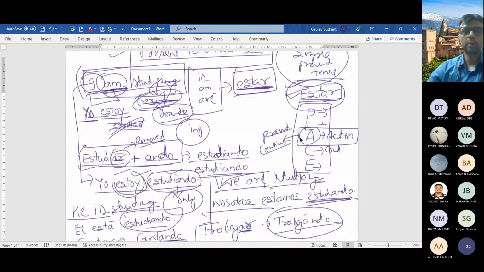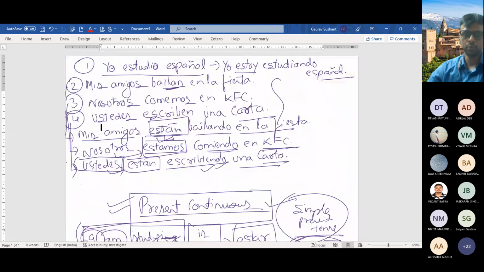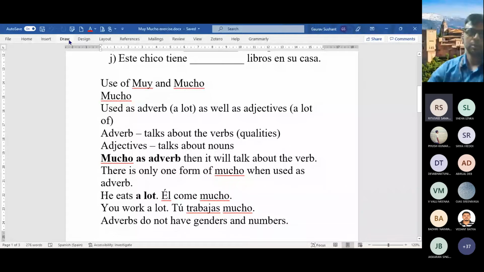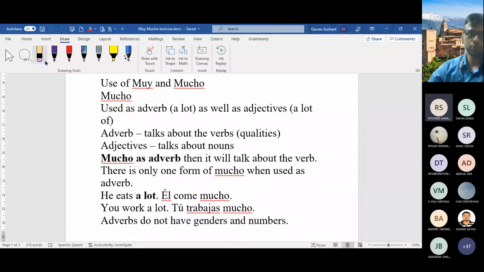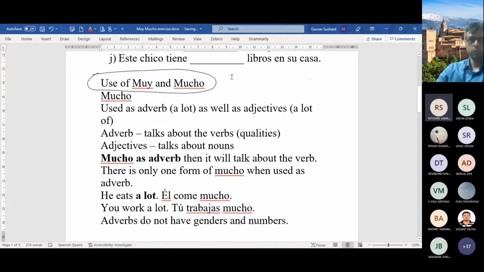Now, let us do another very small topic, which is again very important. This is a small topic which I think in the last class somebody asked me also, this batch or the other batch. Basically, that was the use of MUY and MUCHO. So how do we use MUY and how do we use MUCHO?